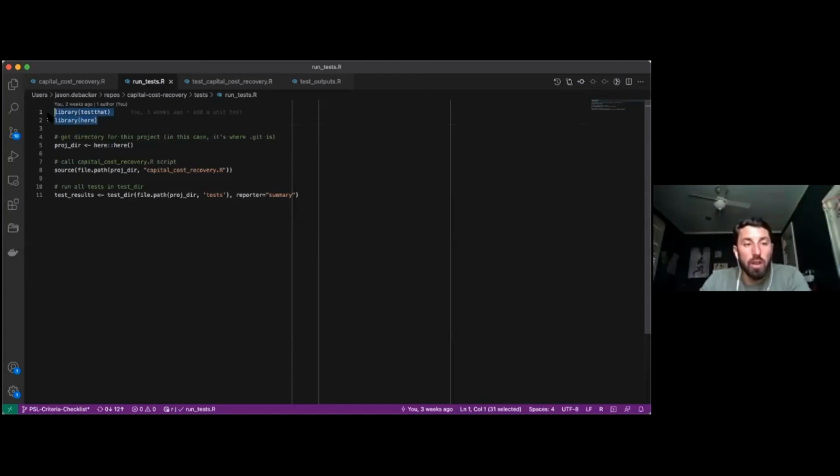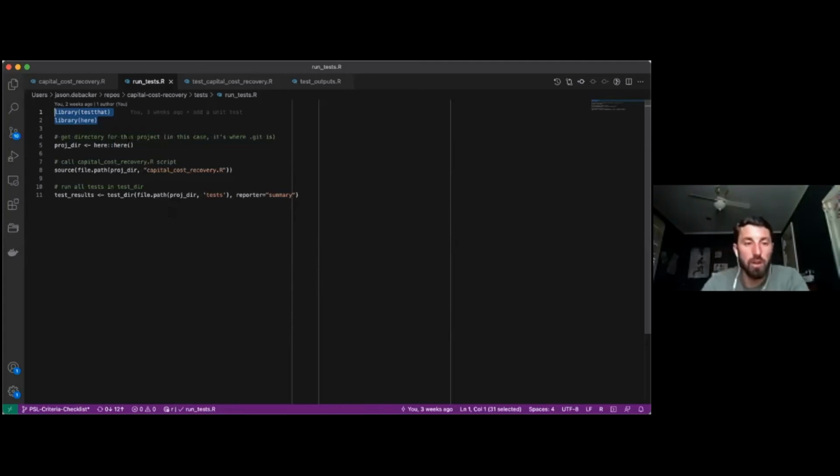So I'm importing two packages into this script: the testthat package and then the here package. The here package is just helping me define the directory I'm in and create relative paths so that this script will run on any machine. All right, so you can see there are just 3 non-comment lines in this code.